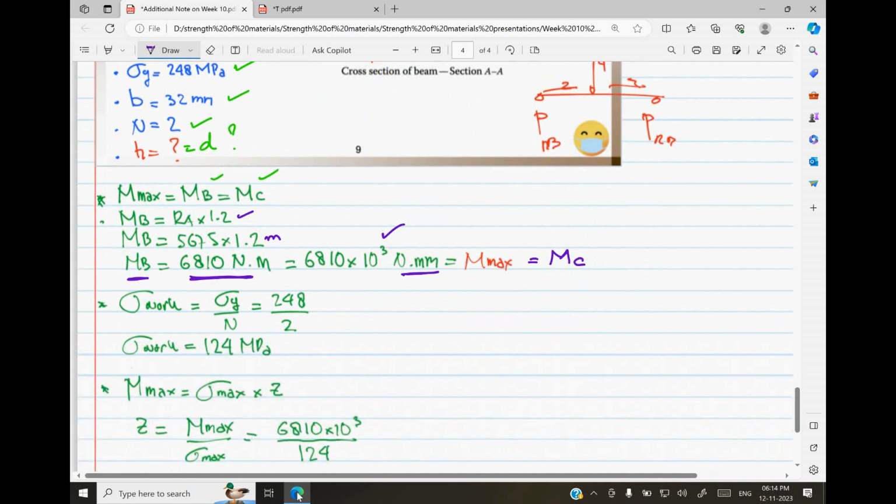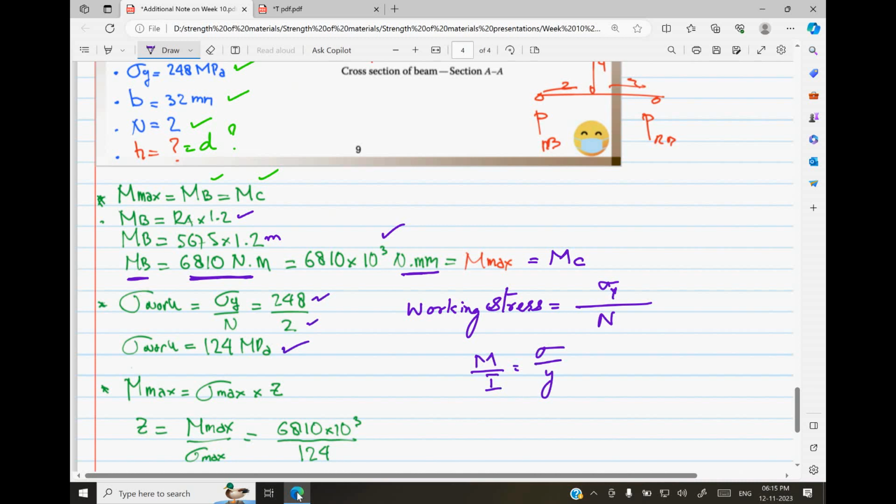Now what is the working stress? Working stress, or design stress for that matter, is equal to sigma y divided by factor of safety. So we have 248 divided by 2. So we get 124 megapascal. So now I have the formula. What is the formula? M by I is equal to sigma by y.